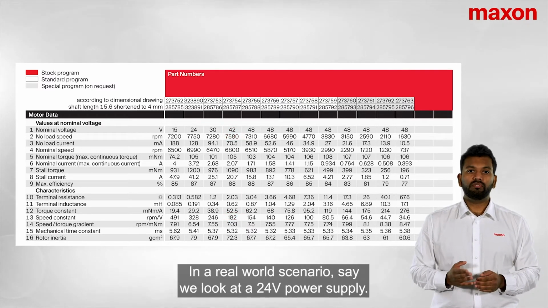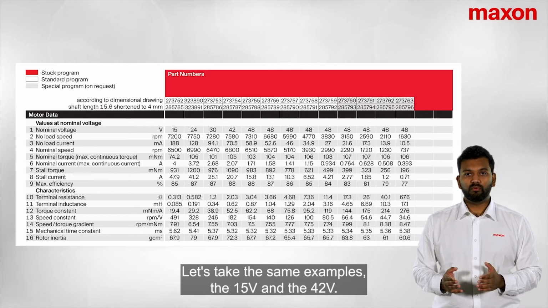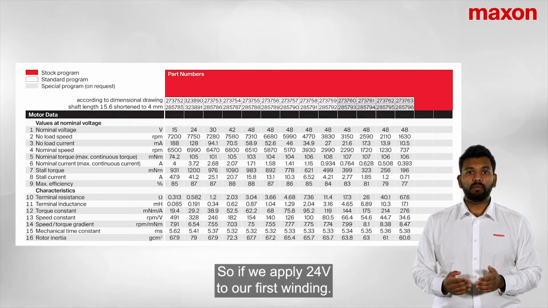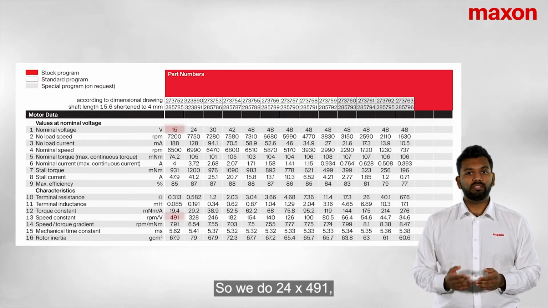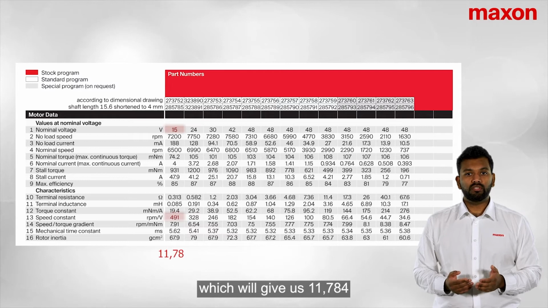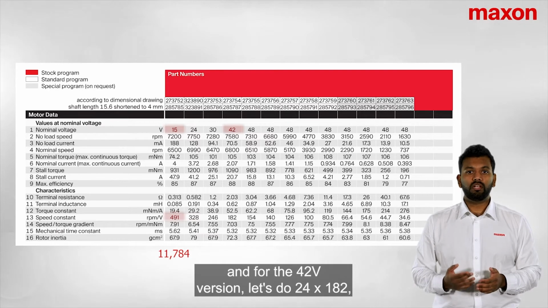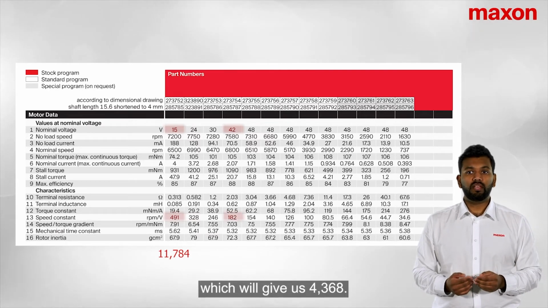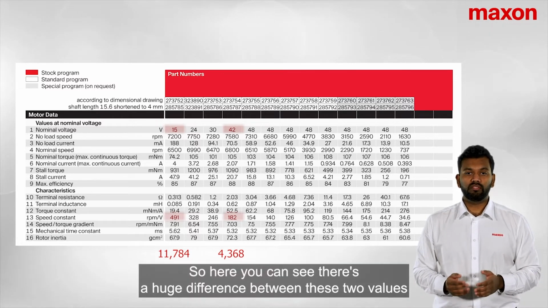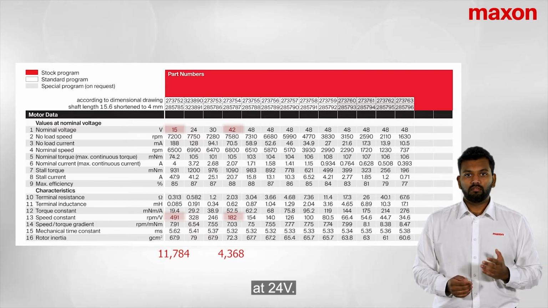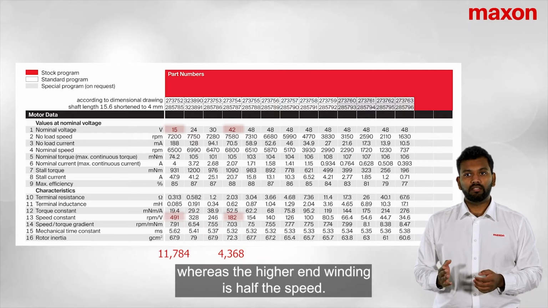But in a real world scenario, say we look at a 24 volt power supply. Let's take the same examples, the 15 volt and the 42 volt. So if we apply 24 volts to our first winding, we do 24 times 491, which will give us 11,784. And for the 42 volt version, let's do 24 times 182, which will give us 4,368. So here you can see there's a huge difference between these two values at 24 volts. The lower end winding is double the speed, whereas the higher end winding is half the speed.